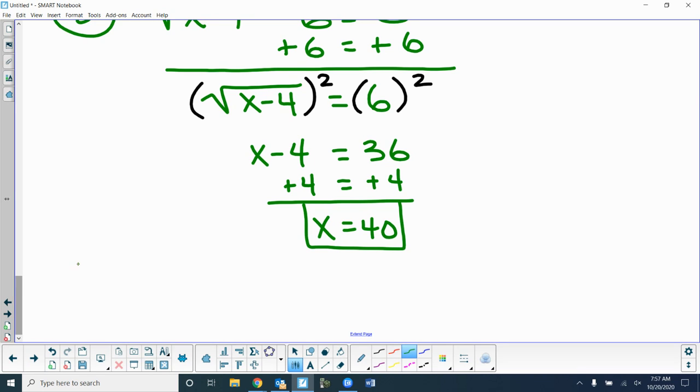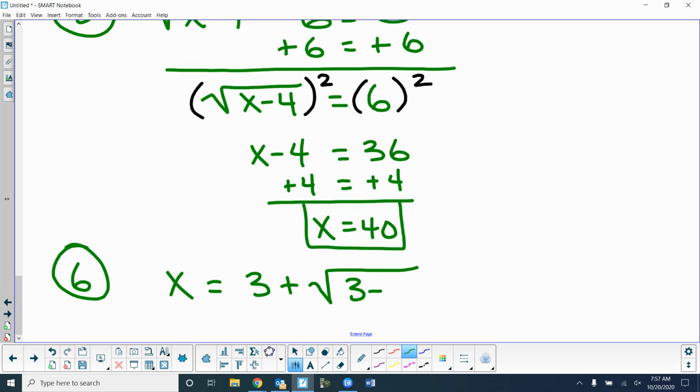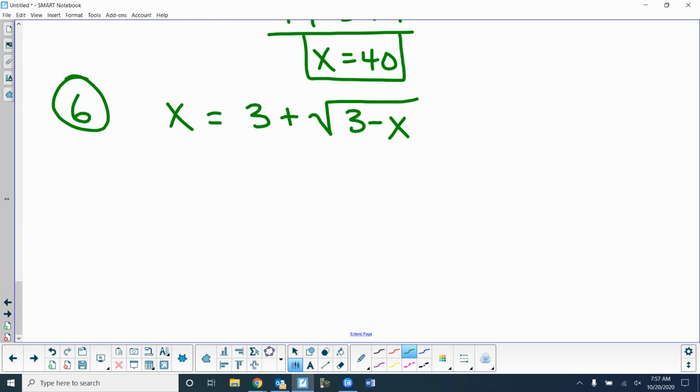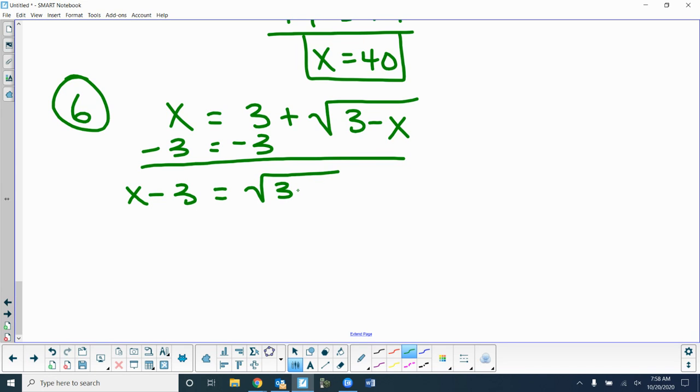Number 6. Again, we want to get the radical part, the square root part, by itself. So I have to take the 3 to the other side by subtracting it. So I have x minus 3 and 3 minus x square root. So again, now that I've got that radical isolated, I just square both sides. Simple, right?